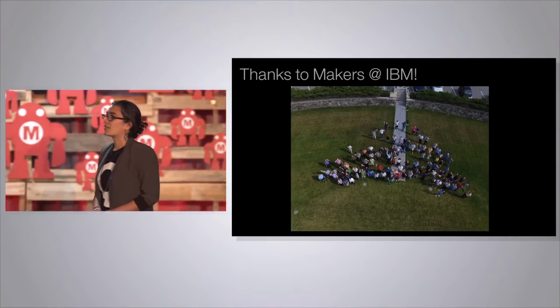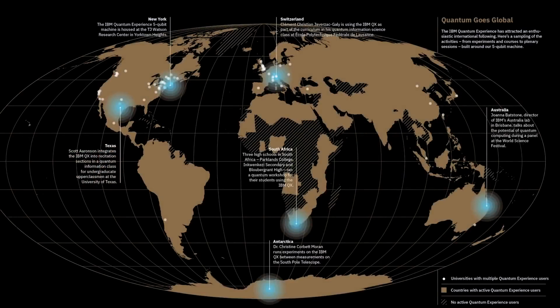We have over 45,000 users worldwide. This is a snapshot of some of them. The white dots represent some of the top universities with the most number of users in the quantum computer. A lot of universities are using it to teach. We have a teacher at EPFL who uses it as part of his quantum information curriculum. We have a teacher at UT Austin. We've got teachers all over the world using it.